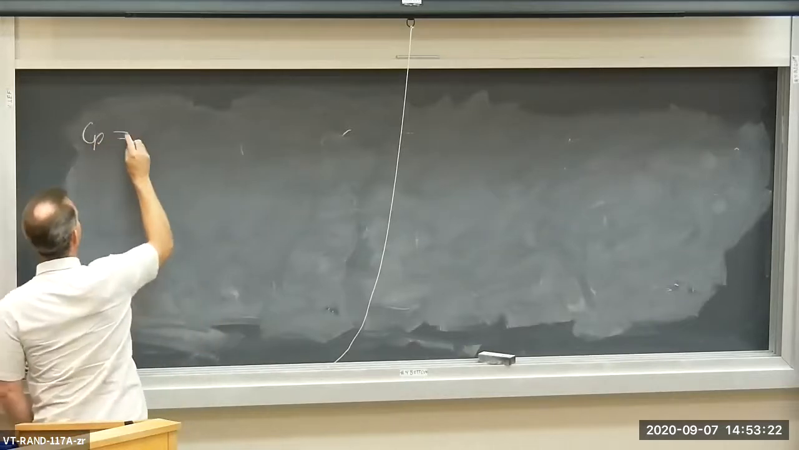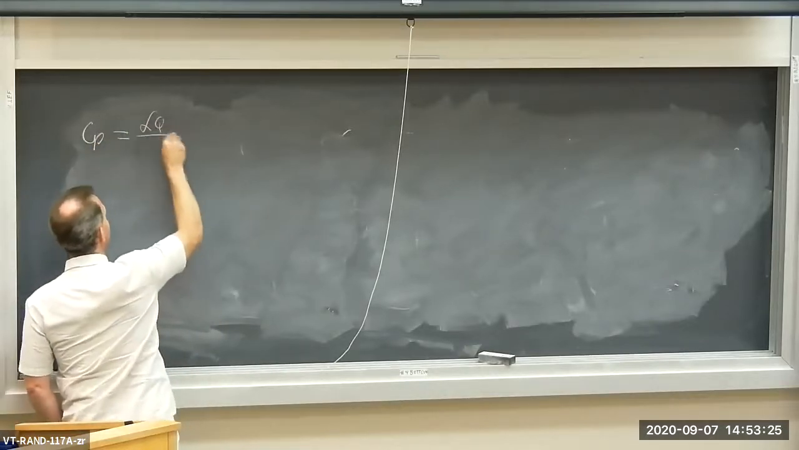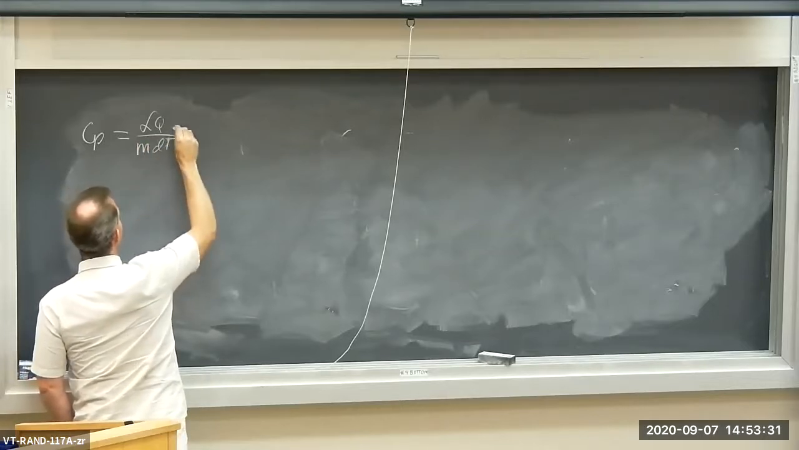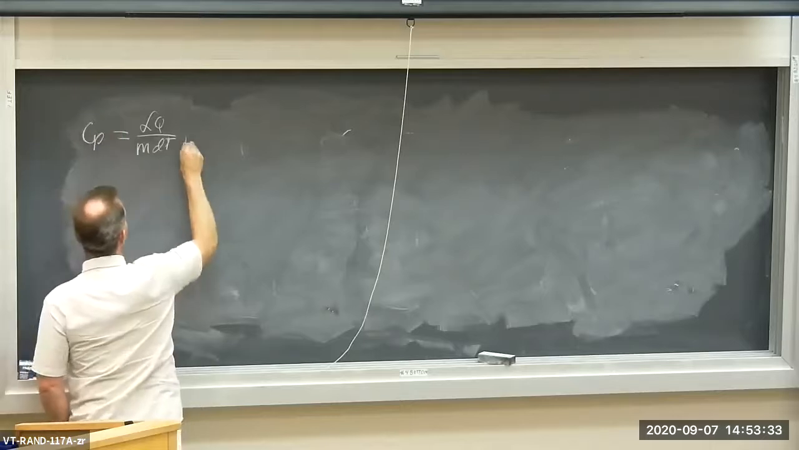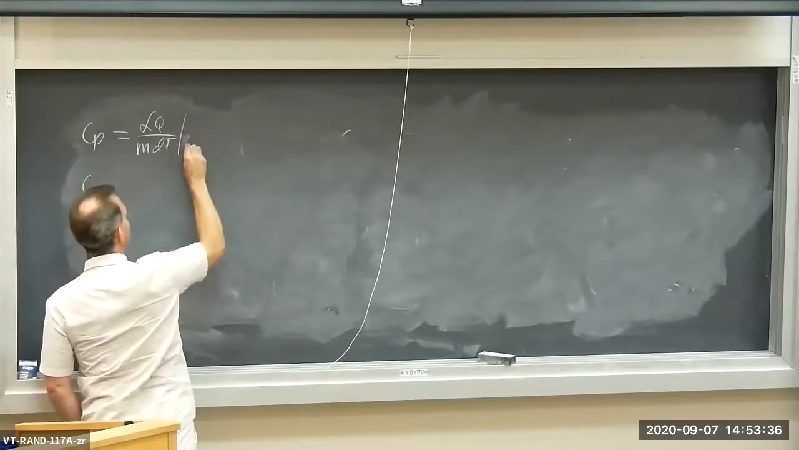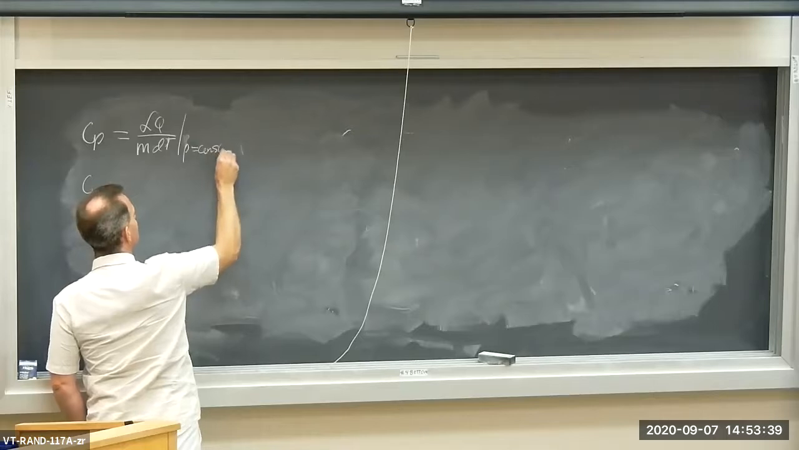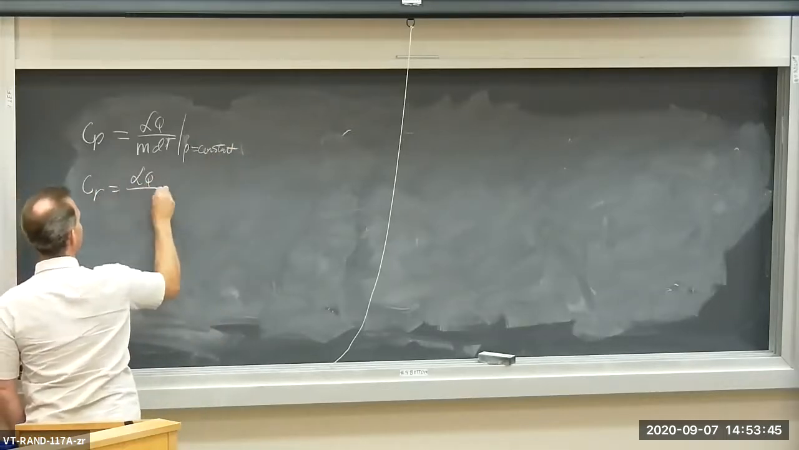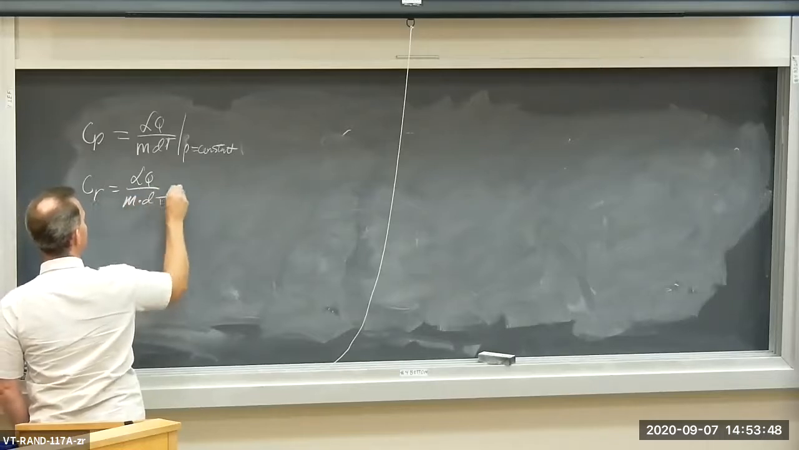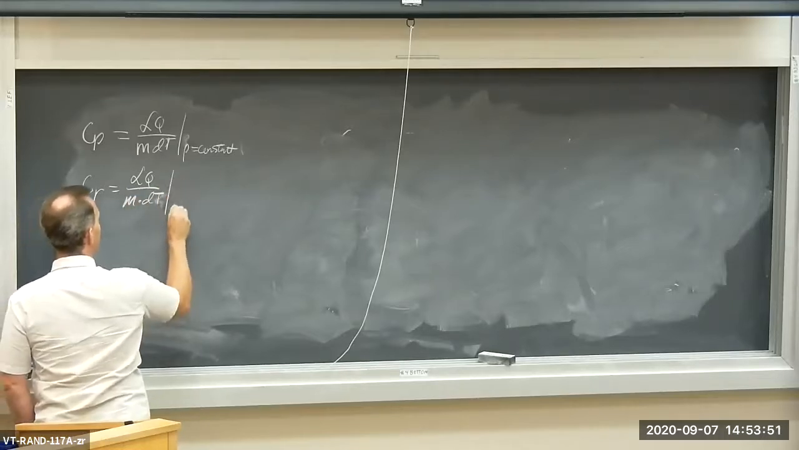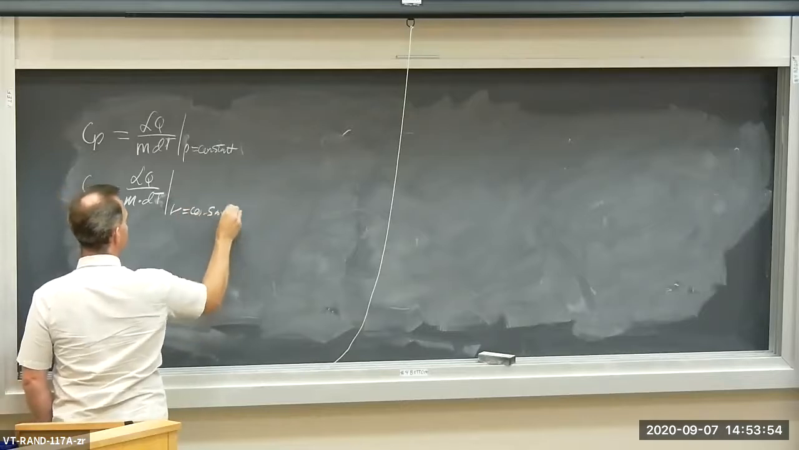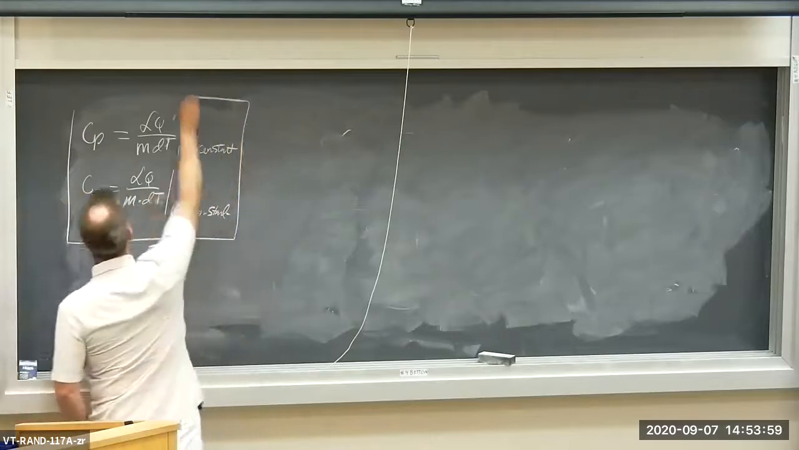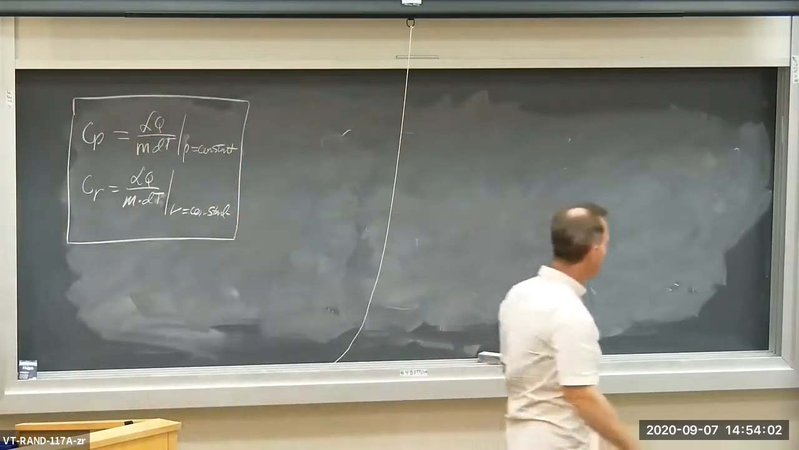So specific heat at constant pressure, Cp, is the little bit of heat added per unit mass per degree change, and this is for constant pressure. And then we have Cv, which is the little bit of heat added per unit mass per degree change for volume equals constant. Okay, constant volume. Let's put a little box around these. These are going to be important. We're going to be using them throughout the semester.